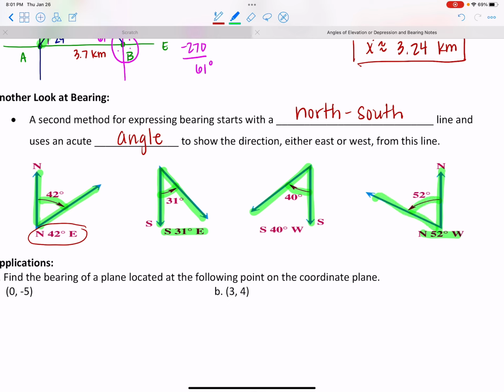So you're either going to start on your north or your south, depending on what it says, and then you're going to rotate toward it. If it says east, you're going to go east, which would be to the right. If it says west, then you're going to go west, which would be to the left. Those will always be acute angles in our pictures. Okay, so let's look at a couple of applications of this, trying to apply the concept here.